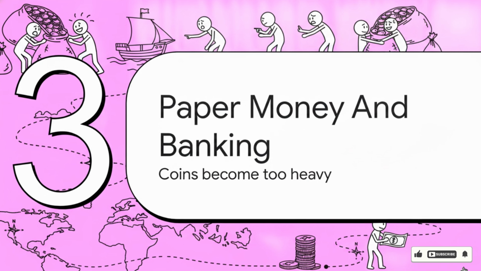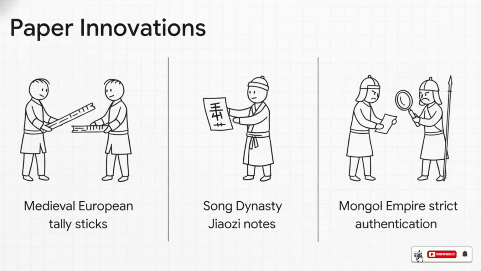Section 3. Paper money and banking. When coins become too heavy to carry. As global trade massively expanded during the Middle Ages, we hit a new physical limit. Sacks of metal coins simply became way too heavy and, frankly, too dangerous to transport across entire continents.